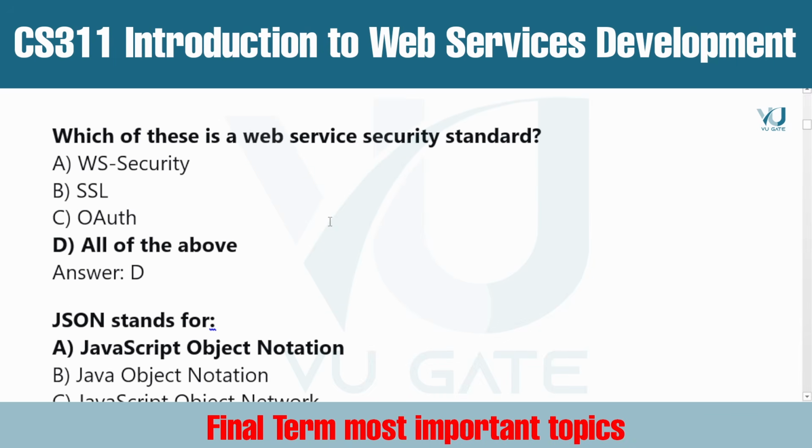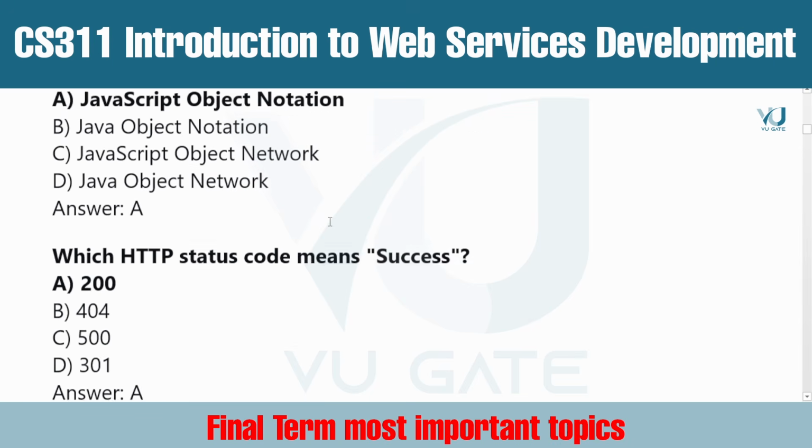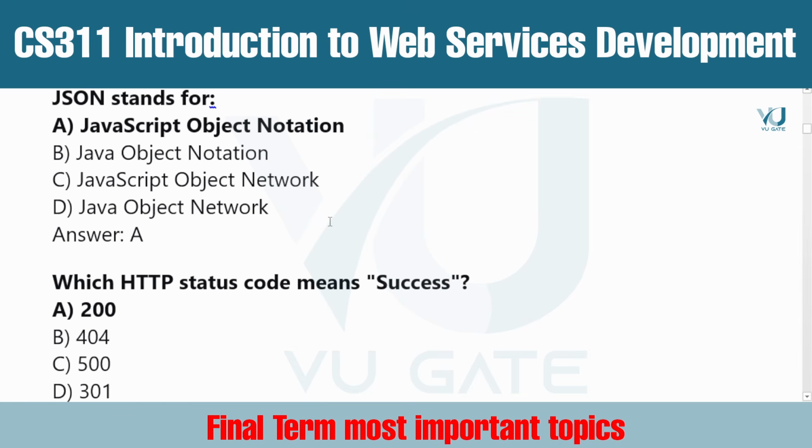Question 7, which of these is a web service security standard? The correct answer is option D, all of the above. Question 8, JSON stands for. The correct answer is option A, JavaScript Object Notation.